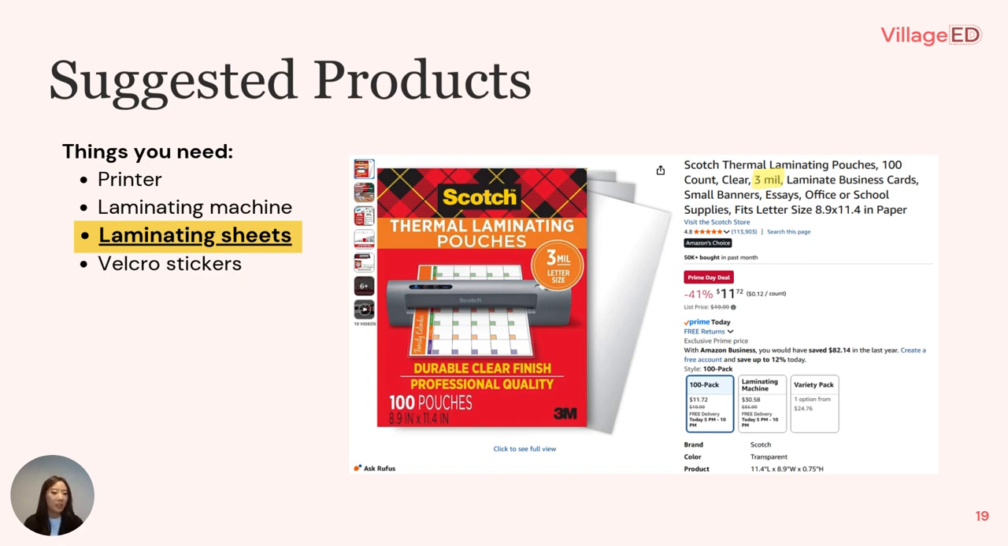We have these laminating sheets as well. They're also called thermal laminating pouches. Again, we want the thickness to be 3 mil. You can use different thickness as well, but personally for me, for everyday use, especially with a visual schedule like this, I would use 3 mil. This one in particular is from the brand Scotch. Usually, when you purchase a laminating machine, it comes with a few laminating sheets together. But if you don't, go ahead and purchase a few.